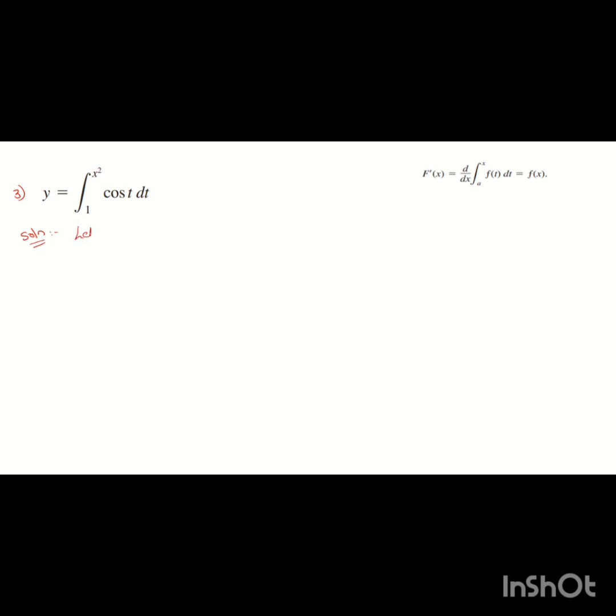So we can say let y be equal to the integral from 1 to u of cos t dt, and u is equal to x squared. We are doing this because the upper limit is not x and we have something other than x, so that should be taken as a variable u. Now we are supposed to find dy/dx. As we know the chain rule of differentiation, we apply the chain rule to find dy/dx.